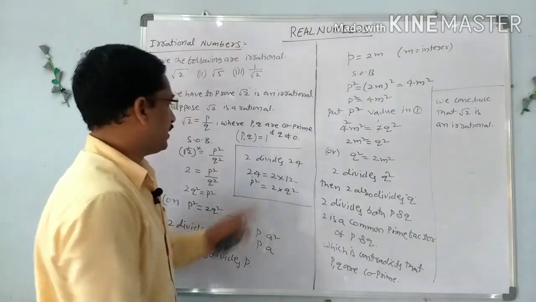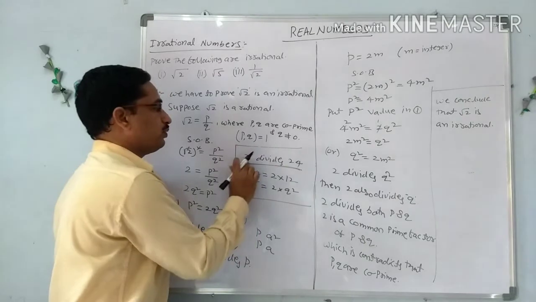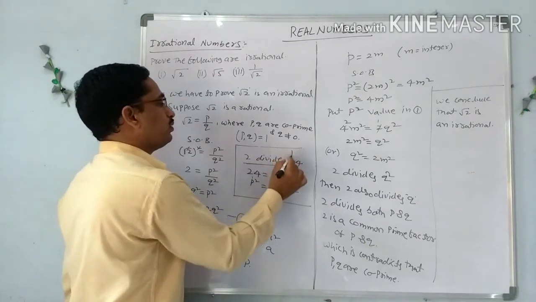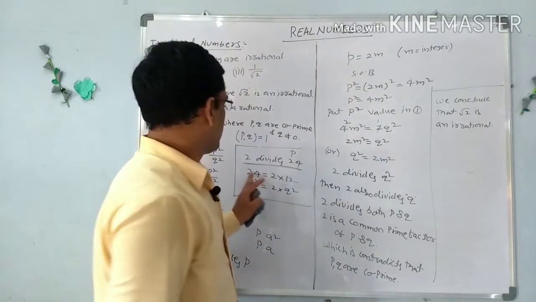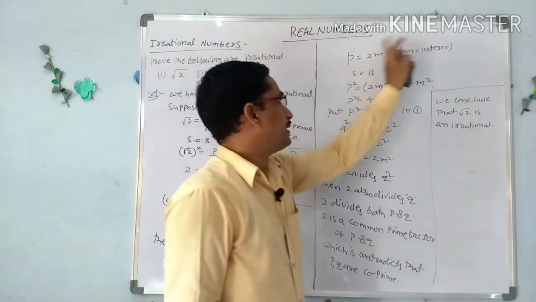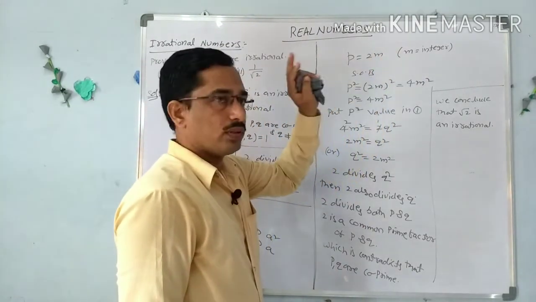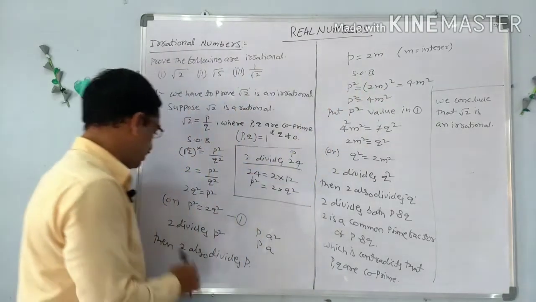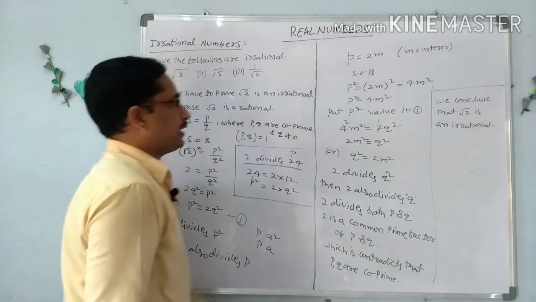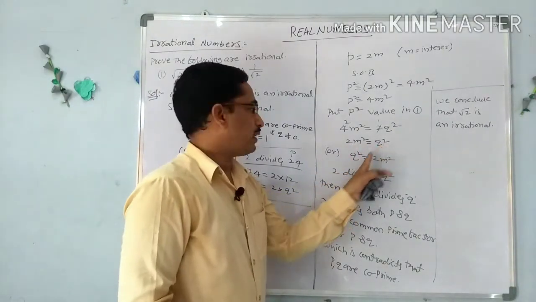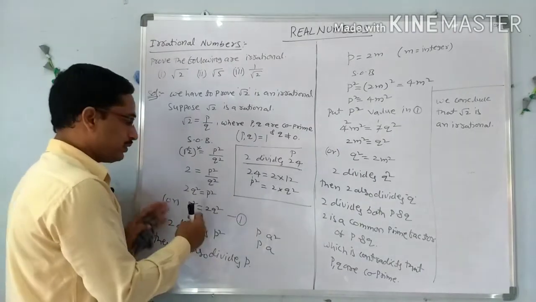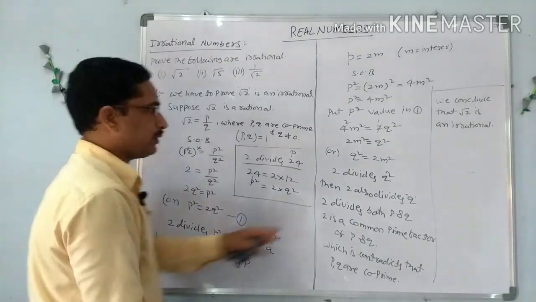If 2 divides p, again using this example, 24 is written as 2 into 12. Here 2 divides p means we can write p as 2 into some integer m. Squaring on both sides, we get p square equal to 4m square. Substitute this p square value in equation 1. We get 2m square equal to q square, or q square equal to 2m square. Again the same steps are repeated.